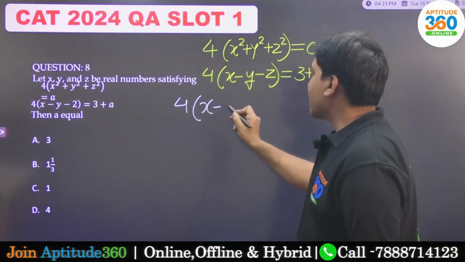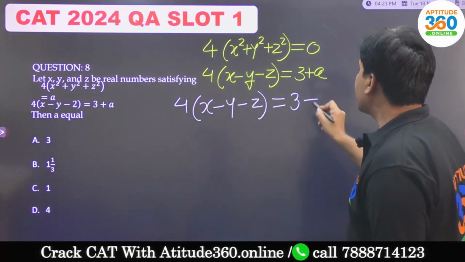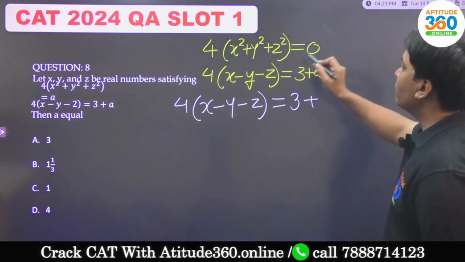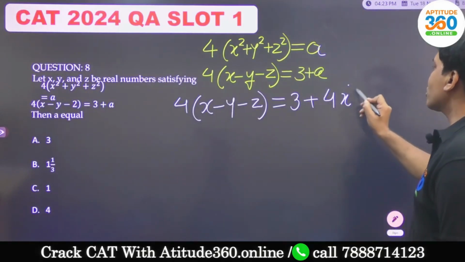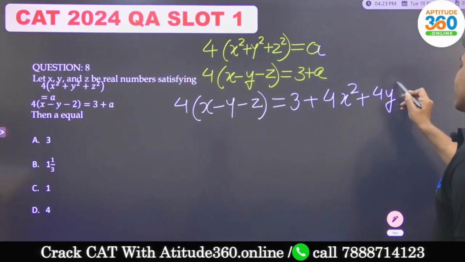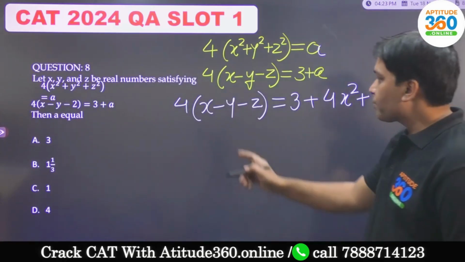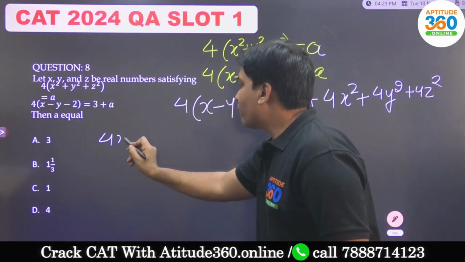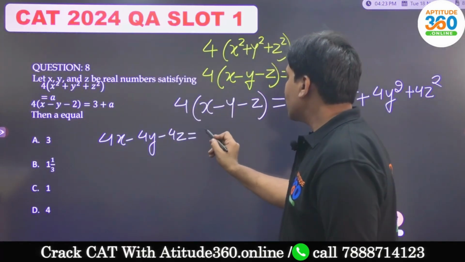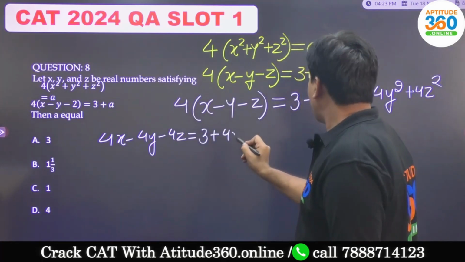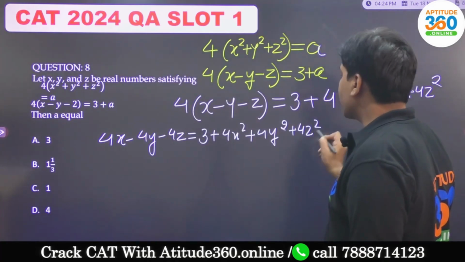So 4 times x minus y minus z is equal to 3 plus a is going to be how much? The value of a is given to you as this. This is not 0, this is a, right? So this is 4x square, 4y square, and then 4z square. Is it okay? Now, if you have a look at it, this is 4x negative 4 times of y negative 4 times of z is equal to 4x square plus 4y square and then 4z square.